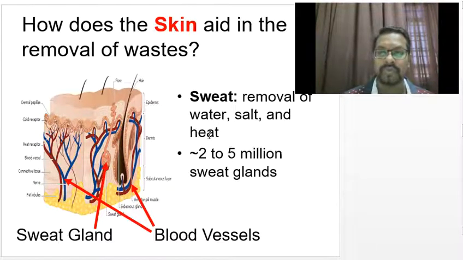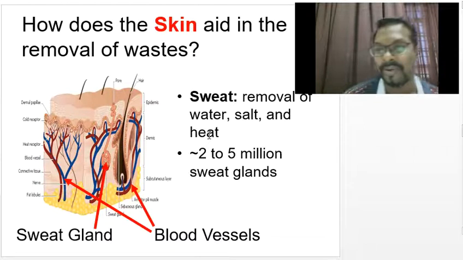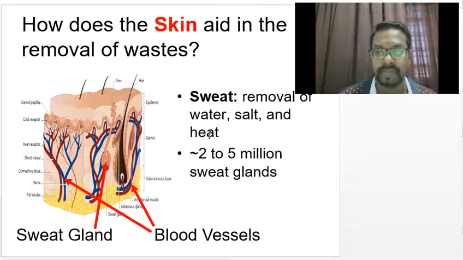Approximately 2 to 5 million sweat glands we have in our skin layer. So if you don't sweat, something is wrong. You're superhuman or what? Or a manufacturing defect, you have to check. All of us by default have sweat glands.